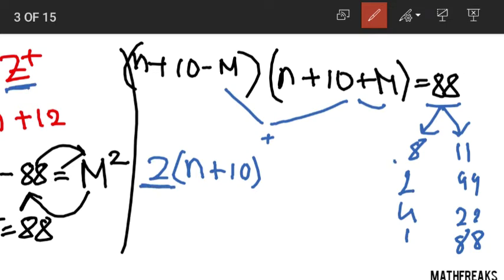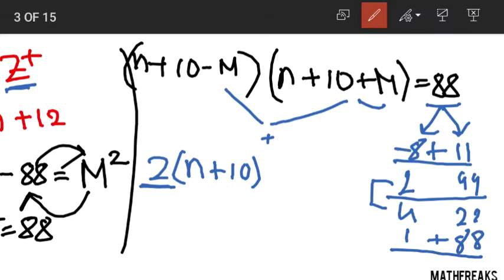Here is 2, and if you add these two factors you are going to get 19, which is not divisible by 2. So n will end up being a number which is not an integer. It will be some point something. Similarly for this case as well, if we add up this will be 18, which is not divisible by 2, so n will not be an integer. So the only cases we are left with are 2 and 44 and 4 and 22.